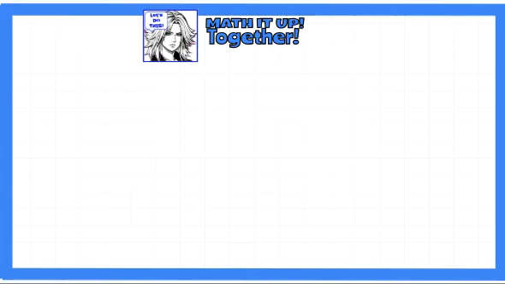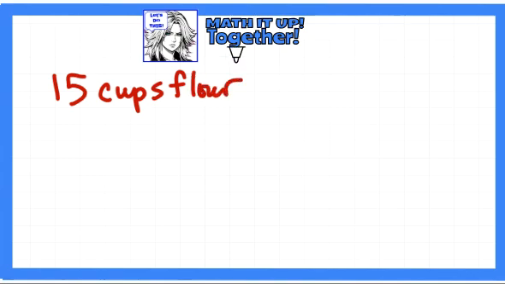So how about looking at some baking? I see that I have in this recipe 15 cups of flour are needed to bake 6 pizza crusts.